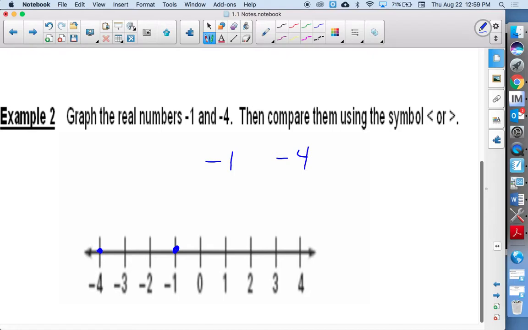The second part of the question, using the symbol less than or greater than. So kind of using the number line to help you. What number is larger, -1 or -4? What do you think? -1. -1 is greater than -4. Questions?